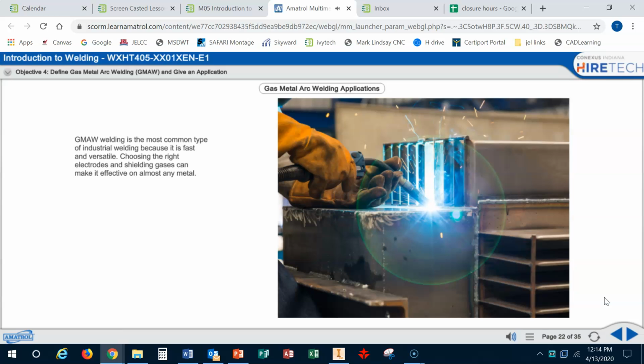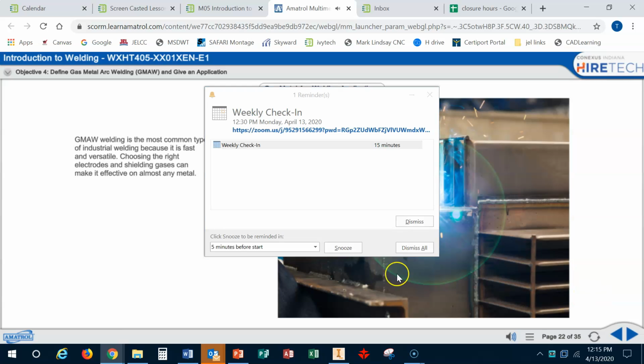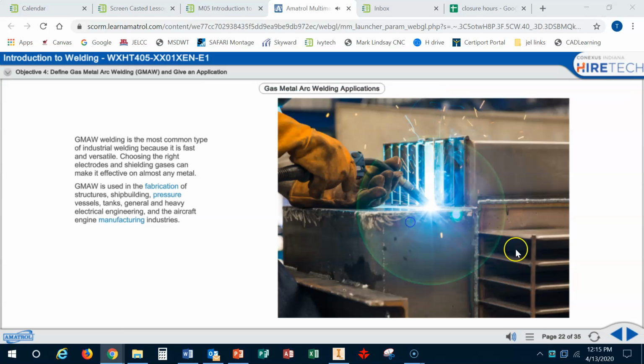GMAW welding is the most common type of industrial welding because it is fast and versatile. Choosing the right electrodes and shielding gases can make it effective on almost any metal. GMAW is used in the fabrication of structures, shipbuilding, pressure vessels, tanks, general and heavy electrical engineering, and the aircraft engine manufacturing industries. GMAW is also used in auto parts manufacturing, auto repair, RV repair, heavy equipment repair, and pipe welding.